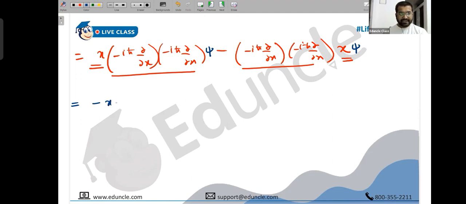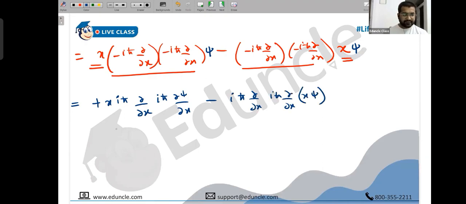So what do we have? Minus x i h squared dou by dou x. Minus also you can take outside, so minus minus is plus. That's fine. i h squared dou psi by dou x. See, you are getting the second derivative. So minus minus minus, three minuses. i h squared dou by dou x of x into psi. That's fine.